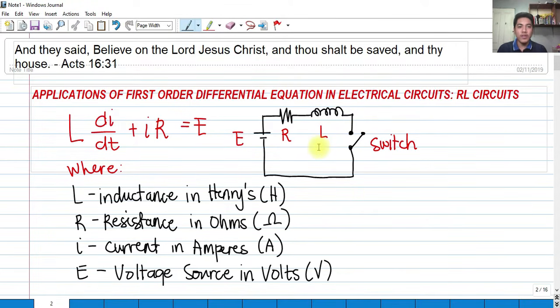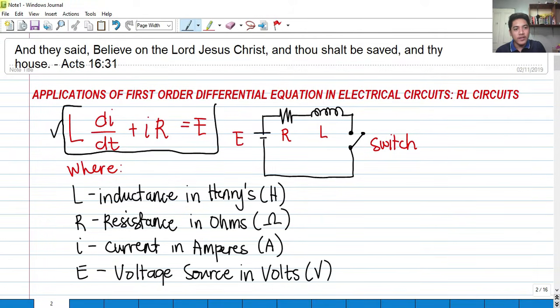Okay? So it is important that when we are analyzing RL circuits, or the application of DE in electrical circuits in RL circuits, the configuration of the circuit must be in series. And this voltage source is DC. So this is the formula. This is the key formula. This is our differential equation. And you need to memorize this, or at least familiarize ourselves when we are dealing with RL circuits.